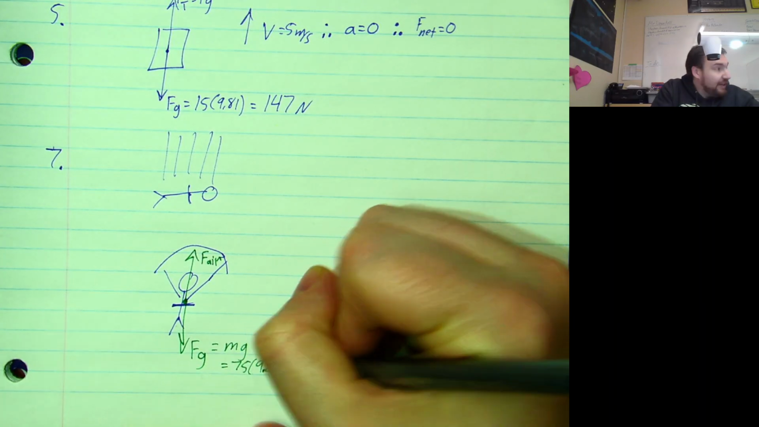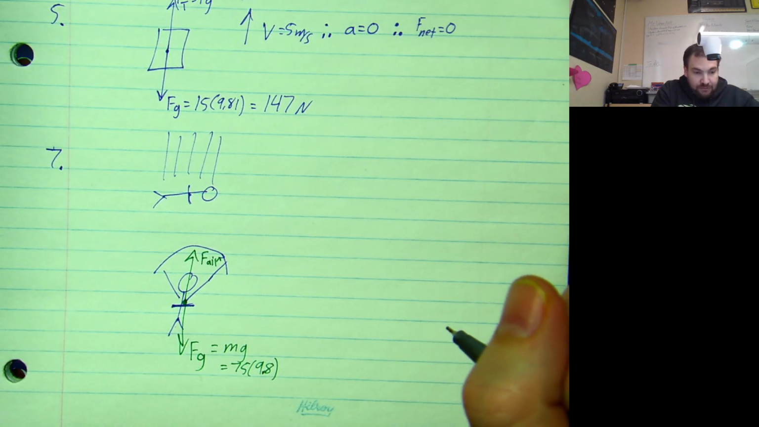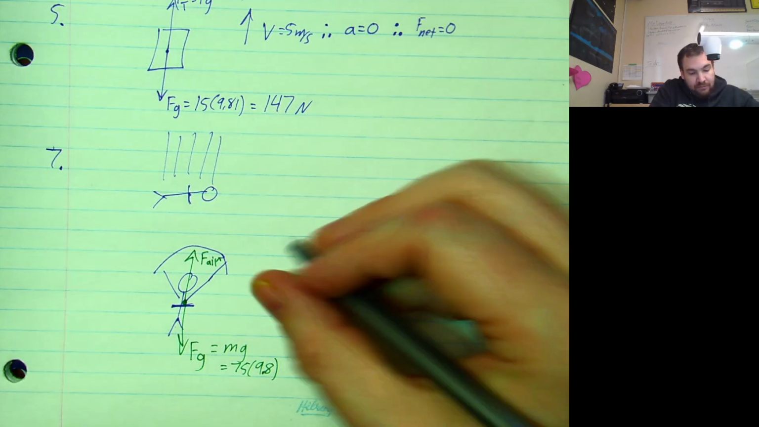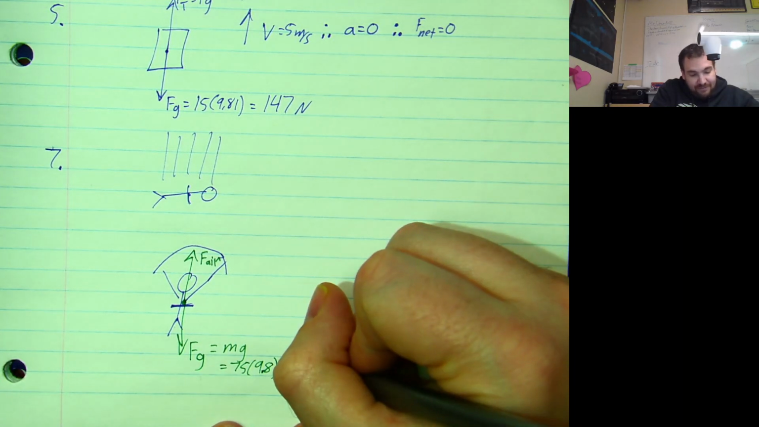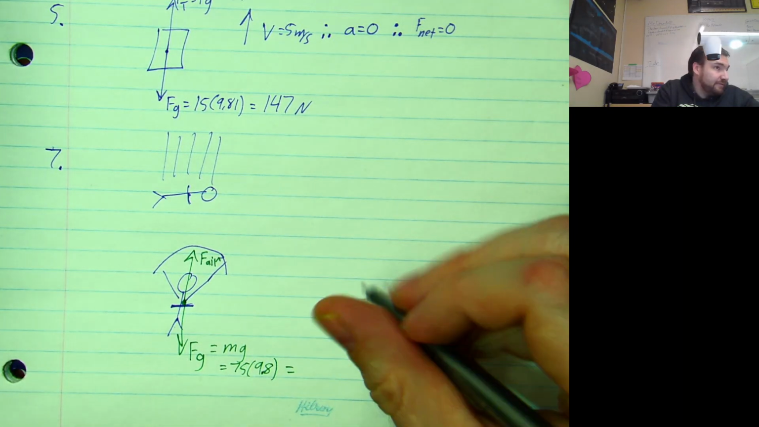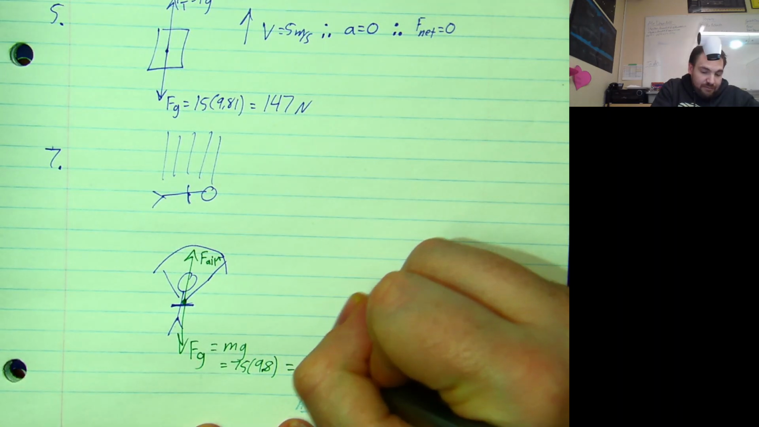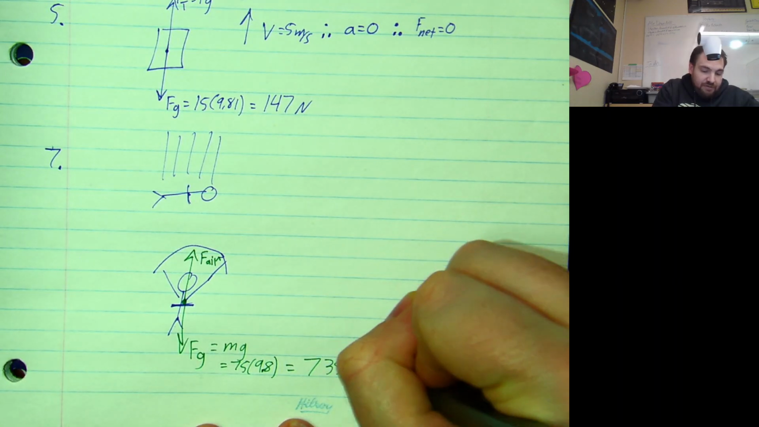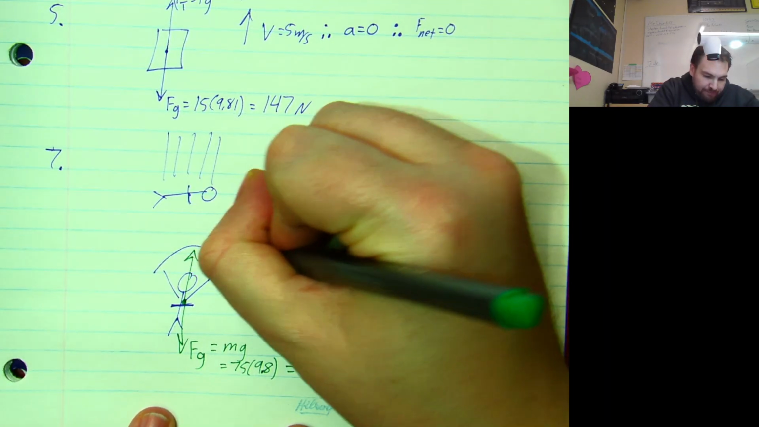It's going to get real big very quickly. 735.75 newtons, allegedly. That's her weight, rather? Yeah, 735.75 newtons. Okay, cool. So that's Fg. We want to find the average force of air friction on her during her deceleration. So this is what we want.